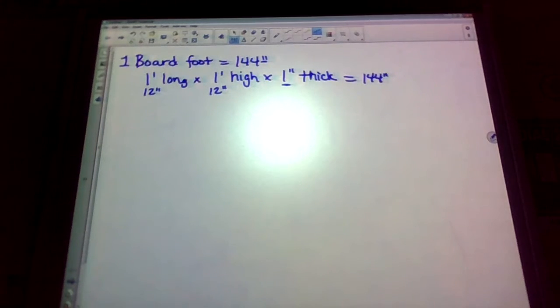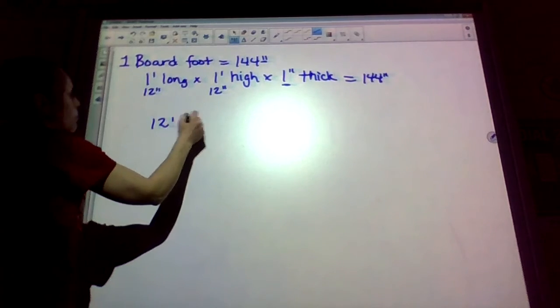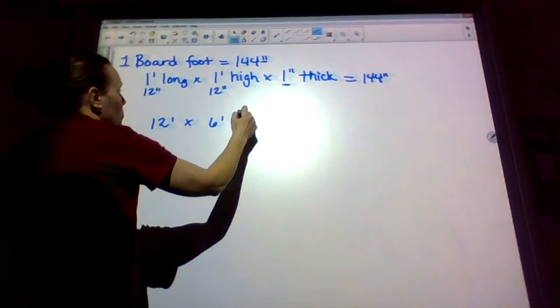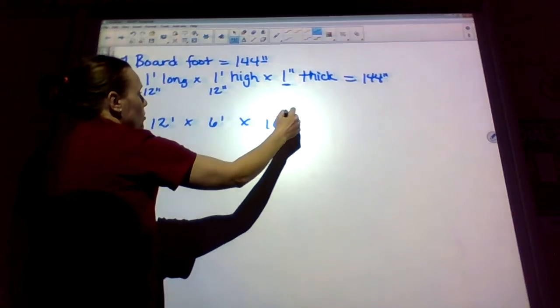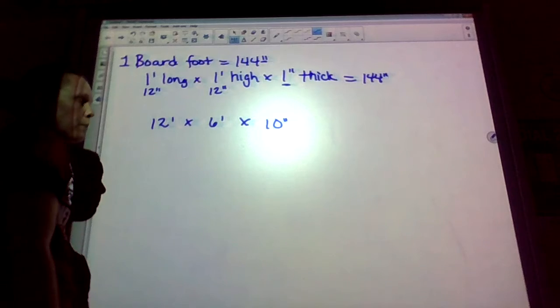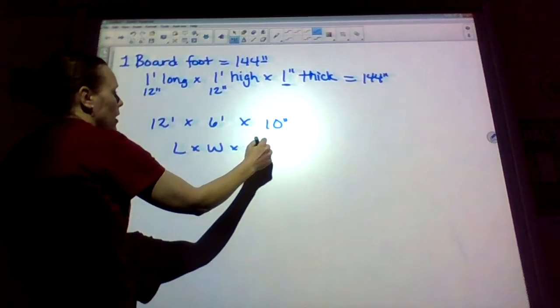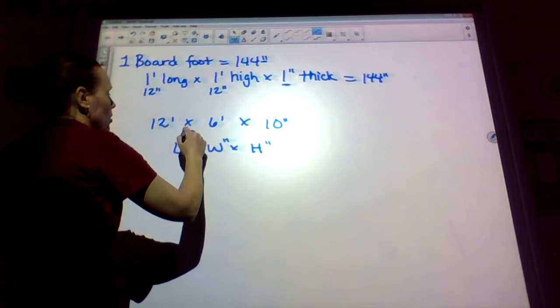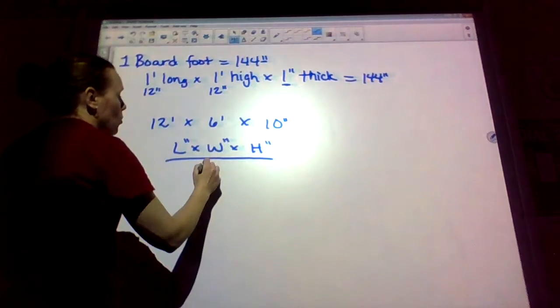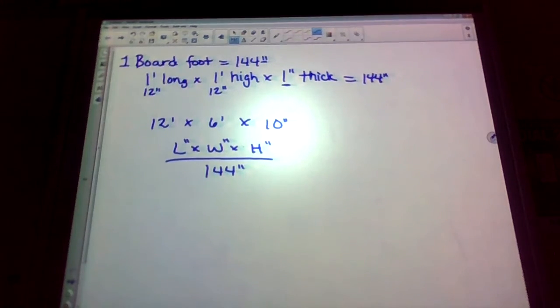So if we had, let's say, a tree that was 12 feet by 6 feet by 10 inches, how many board feet would be in that tree? Well, the equation for this is length times width times height, all in inches. And then we divide it by our total number of cubic inches in a board foot to tell us how many board feet we'd actually have in that tree.